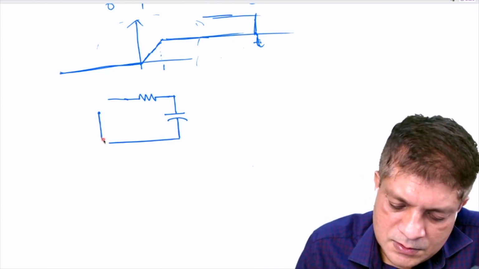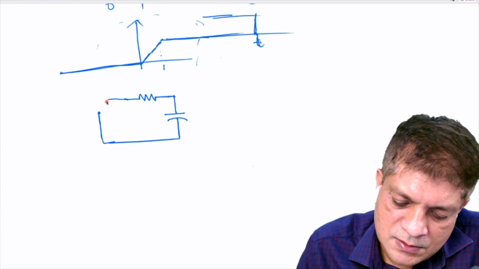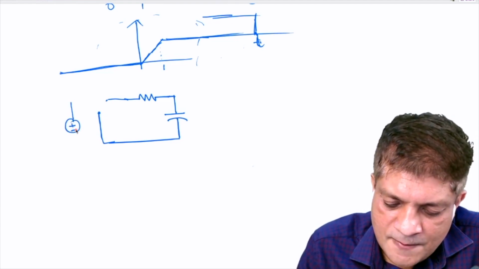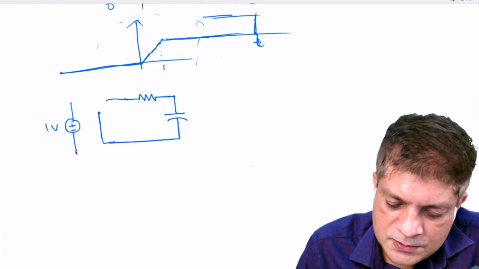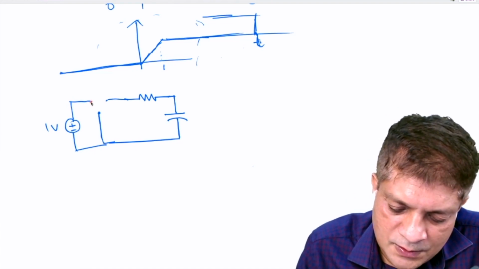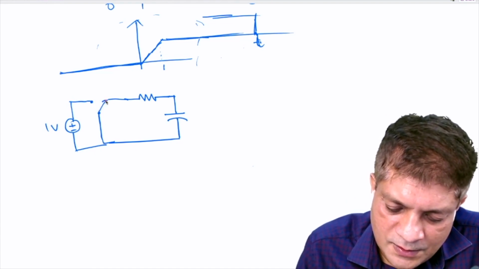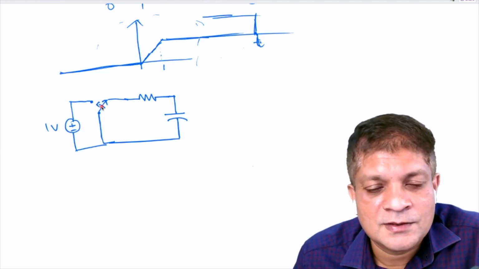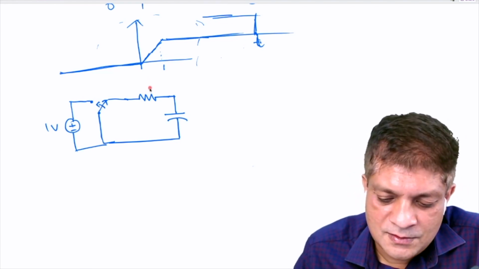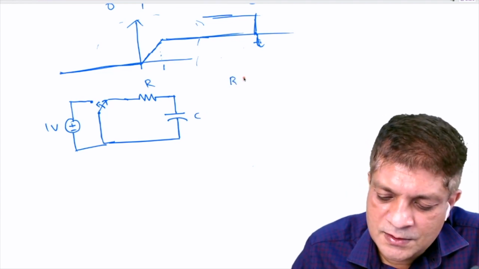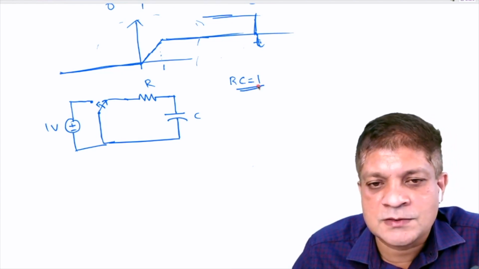Okay, let us consider this. There is a switch and there is a 1-volt source. You must have studied this type of circuit in your 291 course, isn't it? Have you studied this type? Yes, sir. Okay. So for simplicity, I am assuming that the RC time constant is 1.